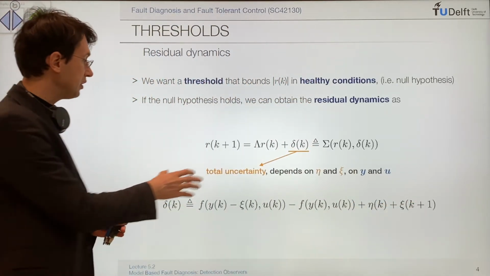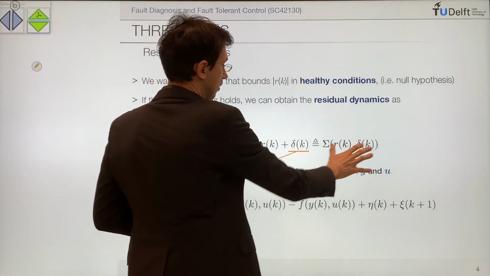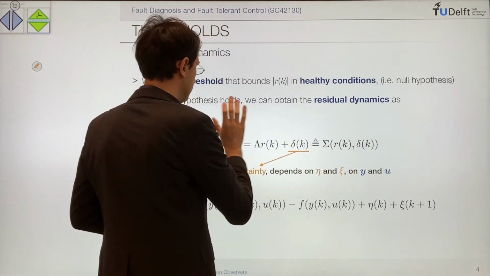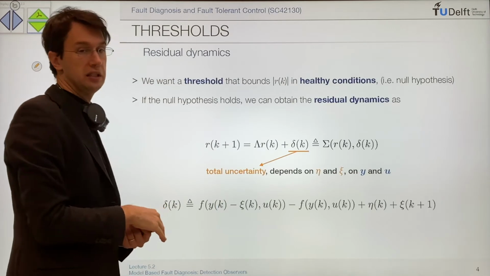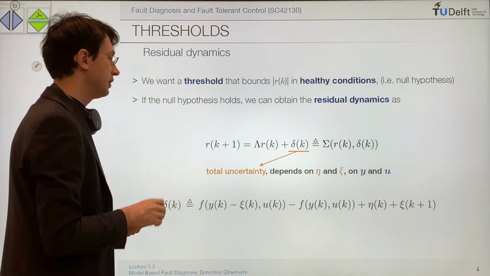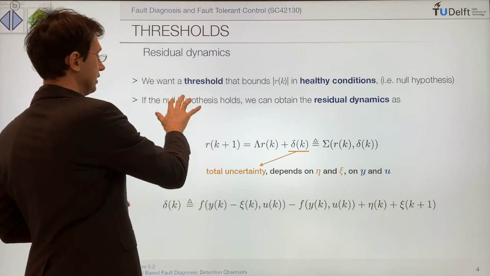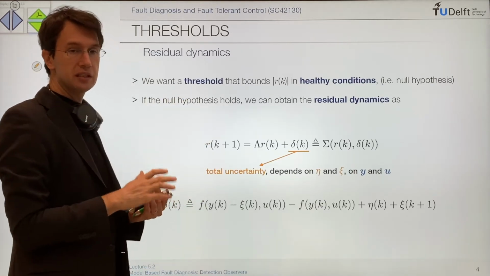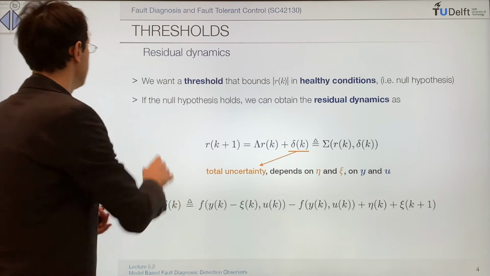Okay, so now that we have this, all the problem boils down to finding an upper bound on this. And this is going to be our threshold. So remember, we are working under the null hypothesis. So the fault is not present here.